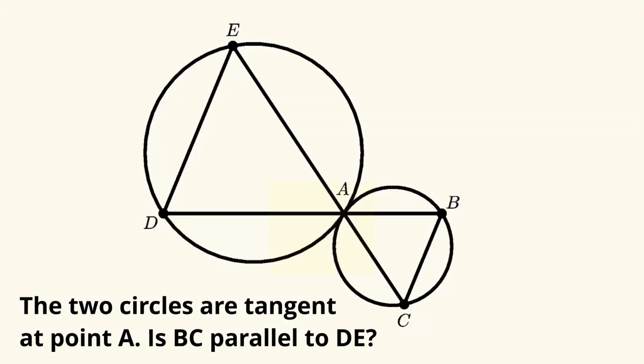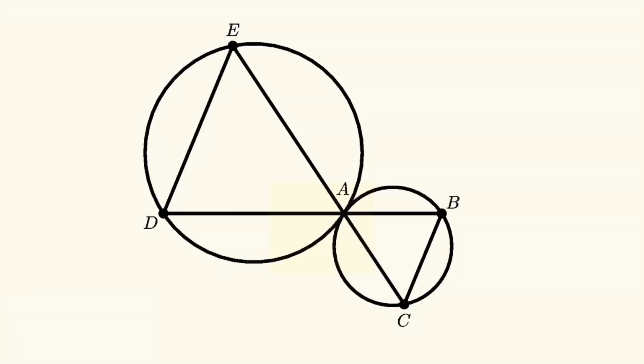The two circles are tangent at point A. Is BC parallel to DE? Let the center of the smaller circle be F and the center of the larger circle be G. And let's draw a line between the centers that's perpendicular to the line of tangency between the circles.